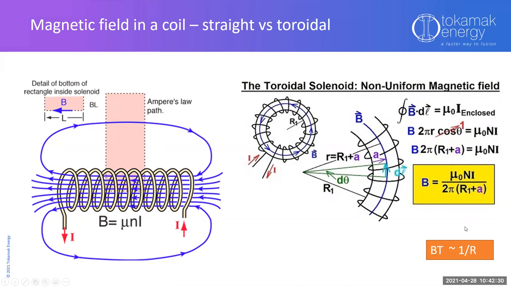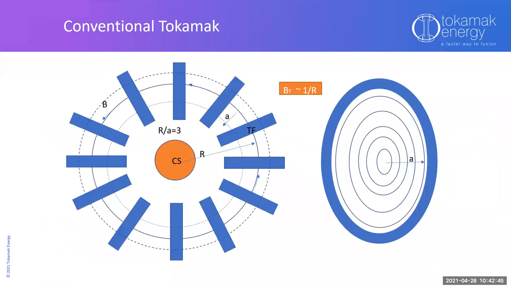This R1 plus a, later on we call it the major radius R of your tokamak, and the toroidal magnetic field scales as 1 over R. Why is this important? We will see it in a minute. So this is a configuration of a conventional tokamak. Let's say that this is a view from the top.